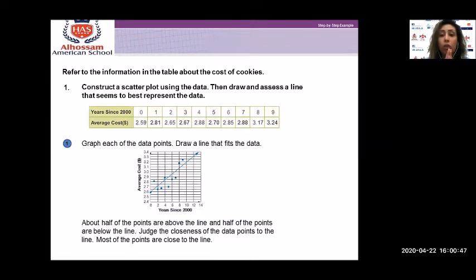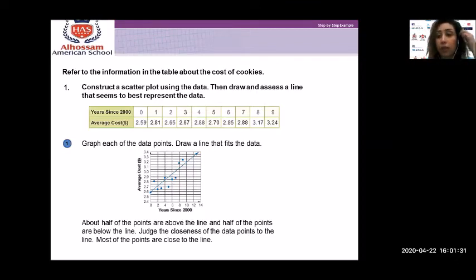Why should I draw a line, or what is the use of that line? I can predict what will happen in the upcoming years. Till 2009 I have the price of $3.24. So what if I want to predict the cost in 2010 or 2011? From that line I can predict what will happen in the upcoming years. This is why I should use the best fit line. So how can I draw this line? After plotting the points of the scatter plot, I can connect the points which produce the best fit line.